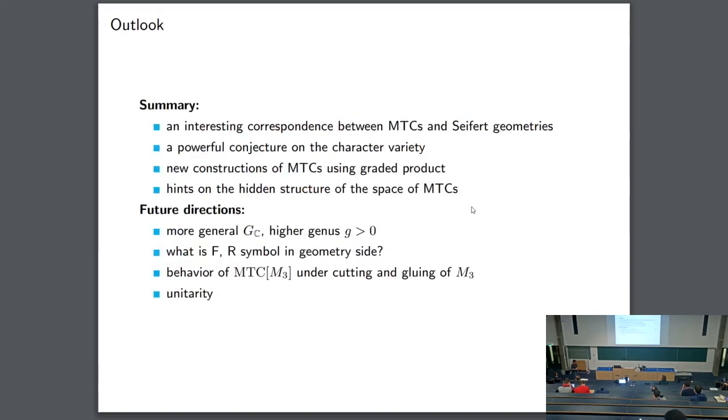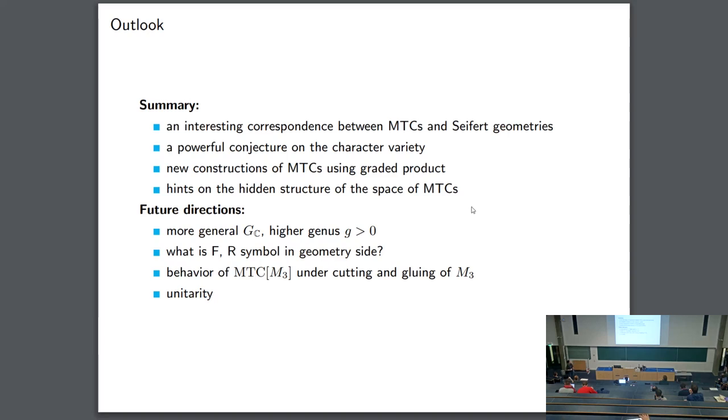Okay, so let me conclude here. The idea is that there is this intriguing correspondence between MTCs and Seifert geometries, in particular the flat connections on the Seifert geometries. It teaches us things on both sides. Because we don't know much about the space of flat connections, we have to use numerics in many cases. But we do understand something about MTCs, and it turns out the knowledge of MTCs gave us some new conjectures about the space of flat connections. And on the other side, we can also try to use this machinery to construct new MTCs that we didn't know before.